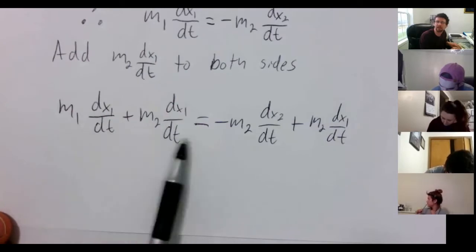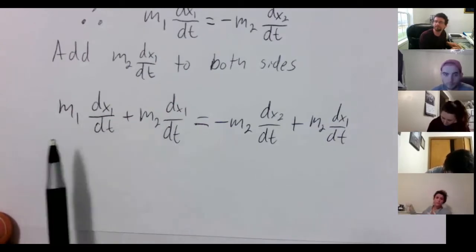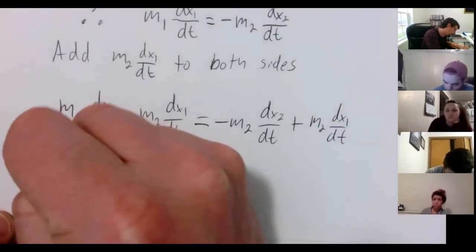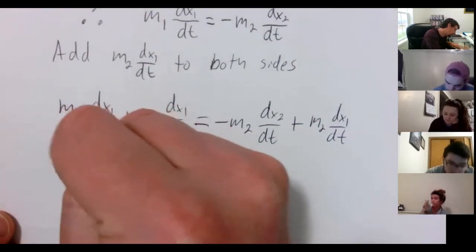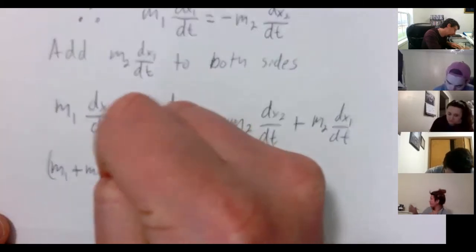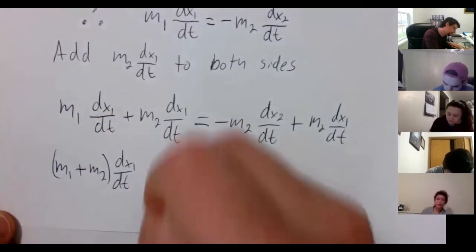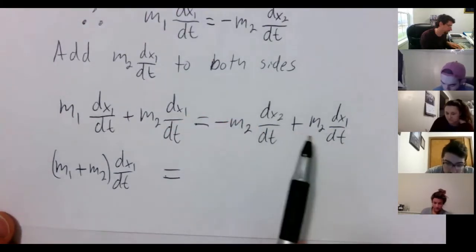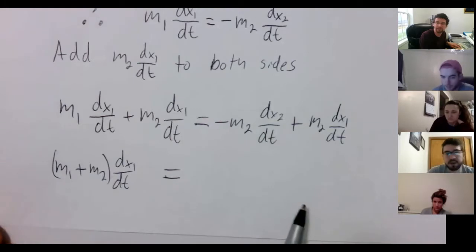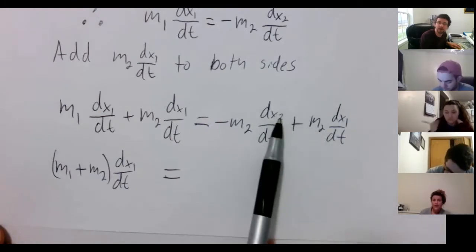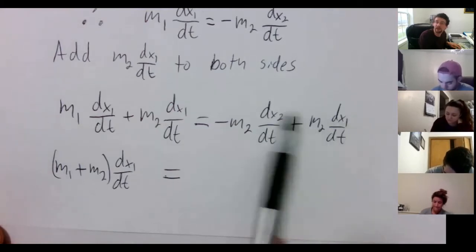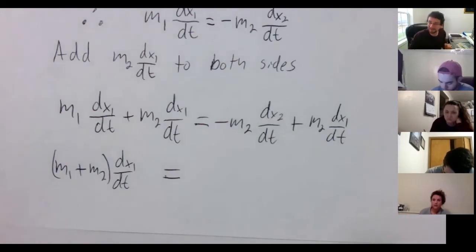How can we simplify this side? What can we do? Pull the m's out. Yep, pull the m's out. So we get m1 plus m2 times dx sub 1 dt. What about on this side? Zero? Nope, not zero. We can pull out the m2s, because if you look, that's a dx sub 2, and this is a dx sub 1. Maddie, you're right. If these were the same, bam, zero. I wrote it down wrong.